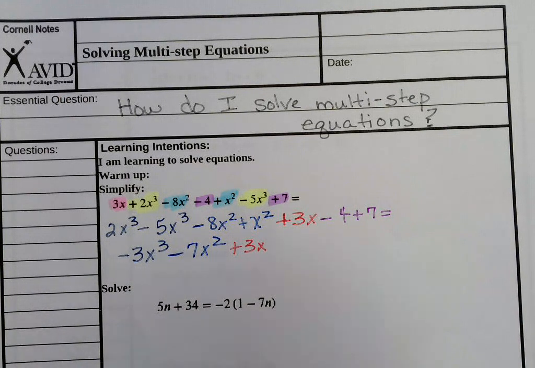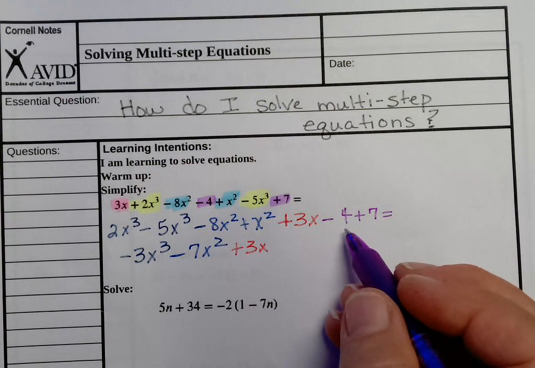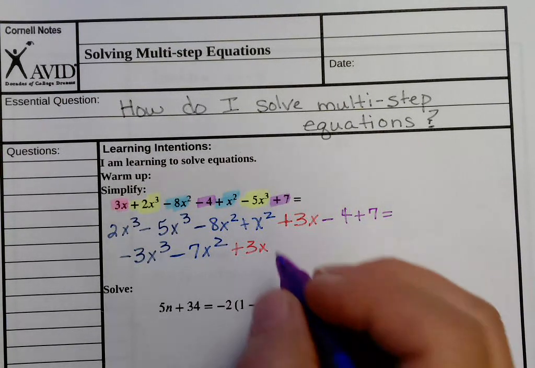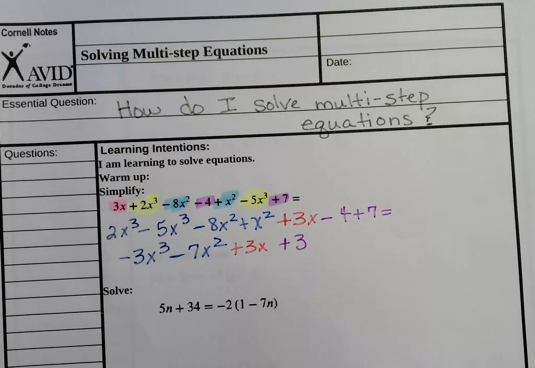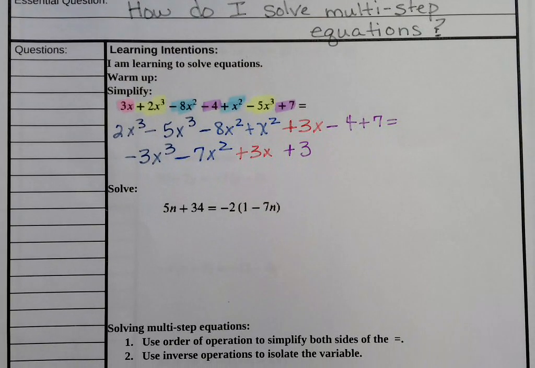Now, negative 4 plus 7, I find the difference again. 7 minus 4 is 3, look at my symbols. The positive goes with the 7, so it is plus 3. Okay, order of operations tells me I do what first? Go ahead and solve the next warm-up problem and see if you can do that on your own.